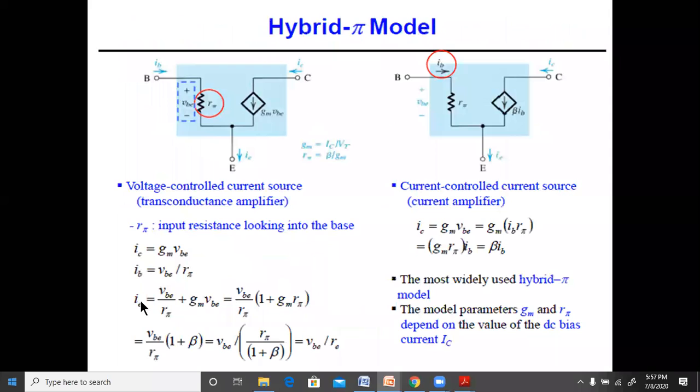Now the value of IE is the combination of both IC and IB. IB flowing here, IC flowing here, both will join and become IE. Emitter current is equal to collector current plus the base current. That is the standard formula. IC plus IB will be VB by R pi plus GM into VB. Taking VB by R pi common, this will become 1 plus GM R pi.